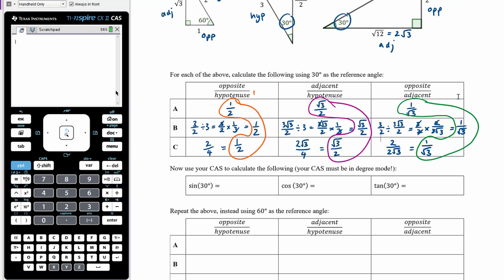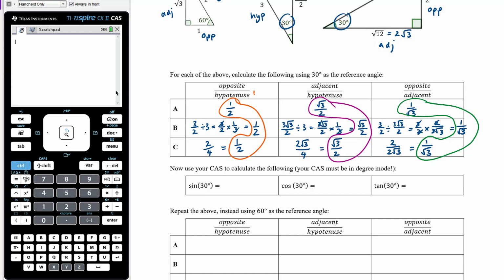If we use our CAS in degree mode to work out what sine of 30 degrees is, cos of 30 degrees, and tan of 30 degrees. Now, we don't need to enter the degree symbol. The fact that our CAS is in degree mode means that when we put a number inside the sine function, it will understand that that number is in degrees. Okay, that's why the degree mode is really important.